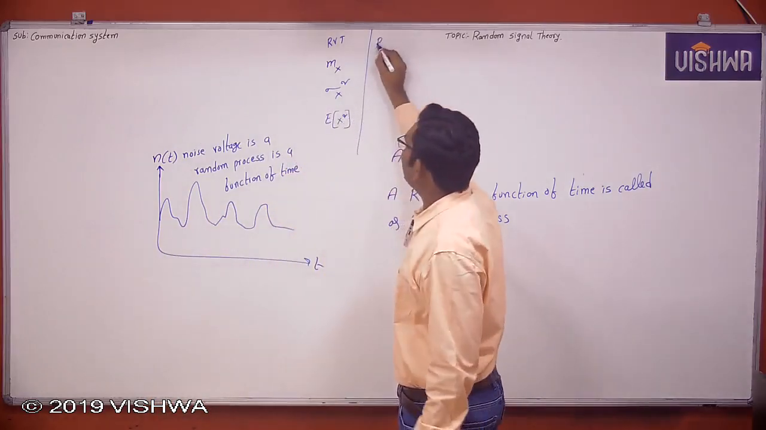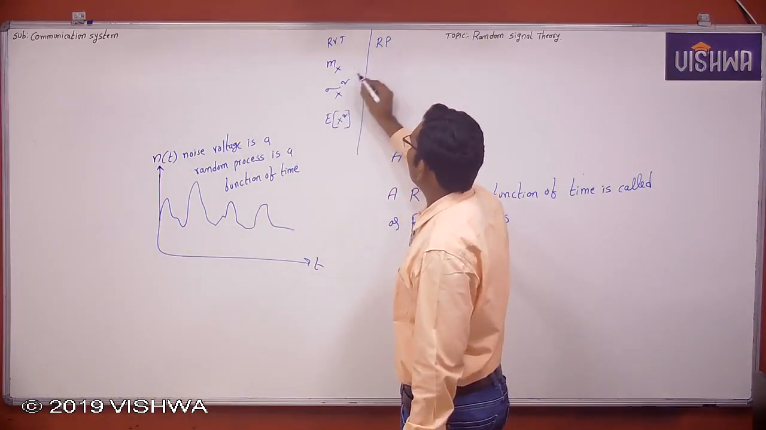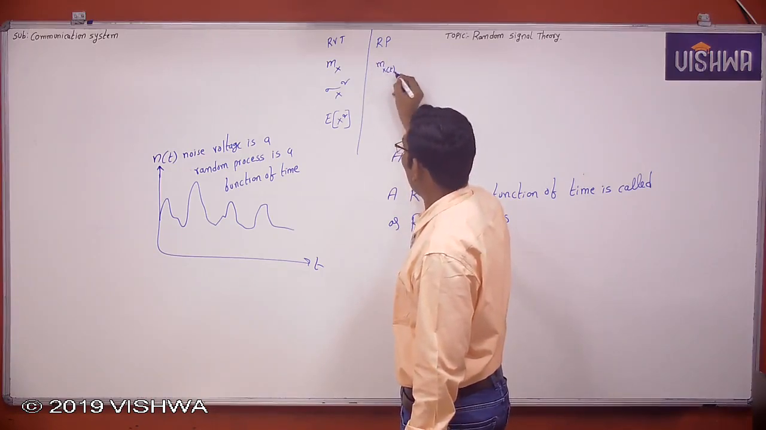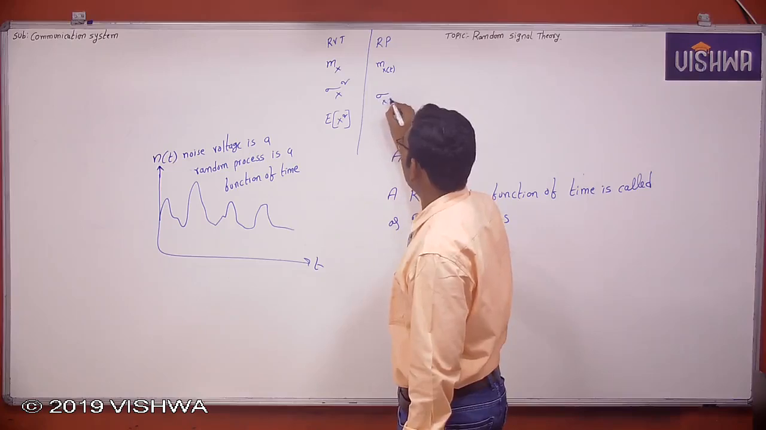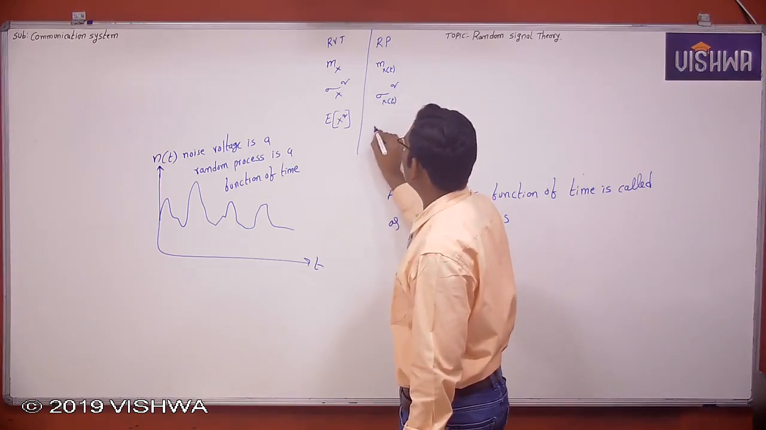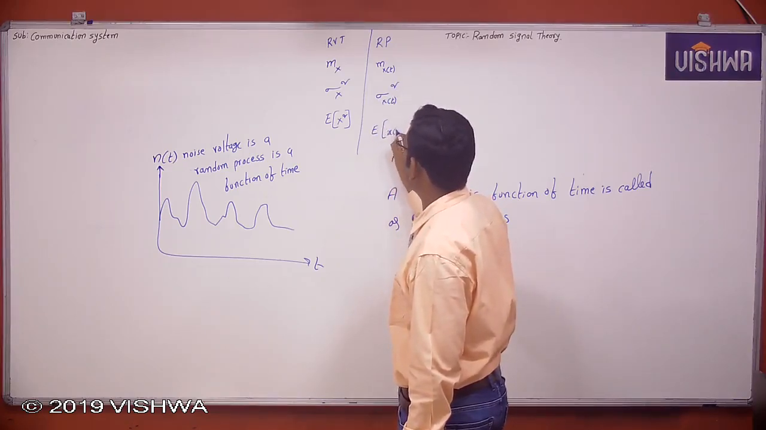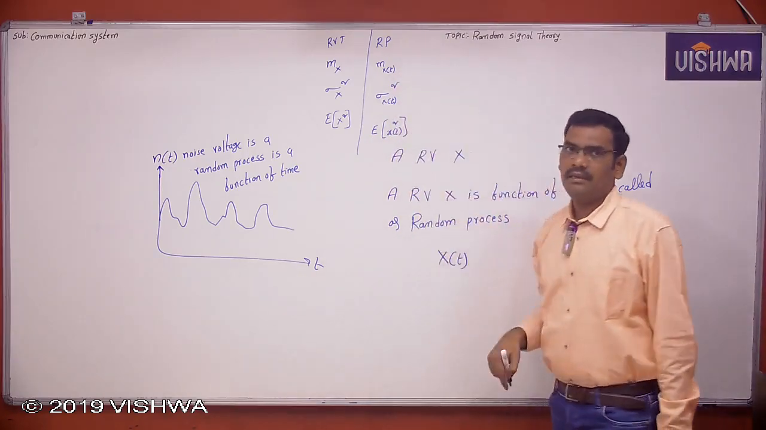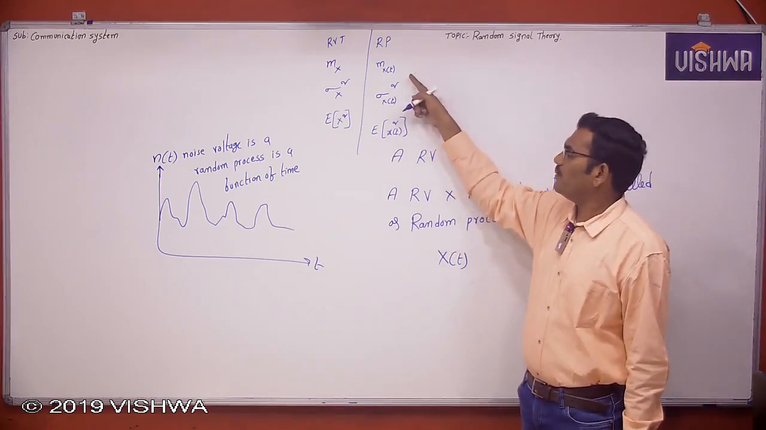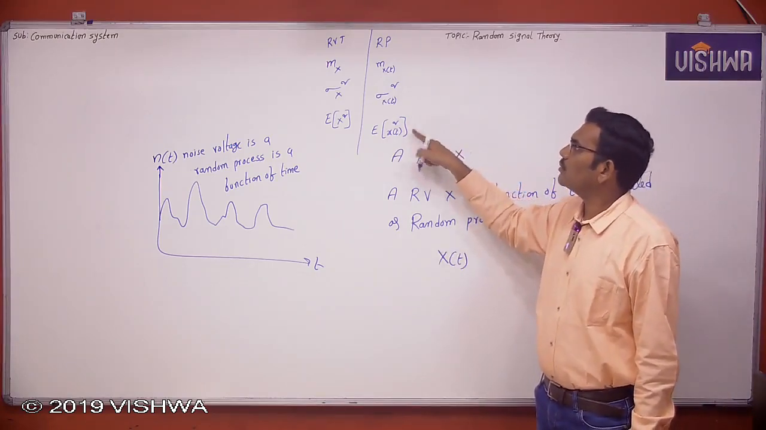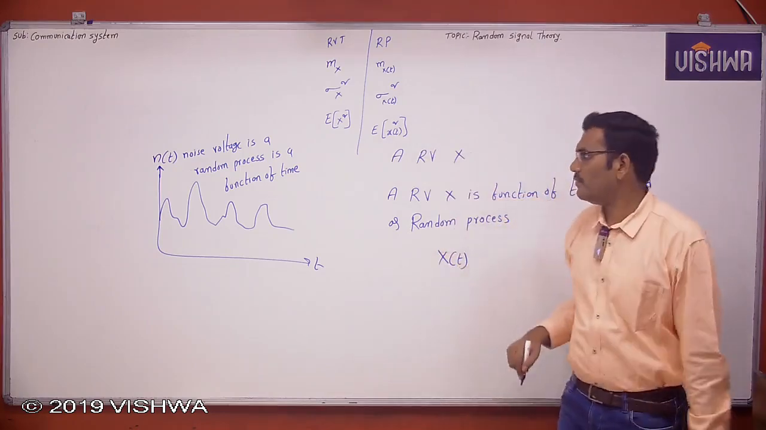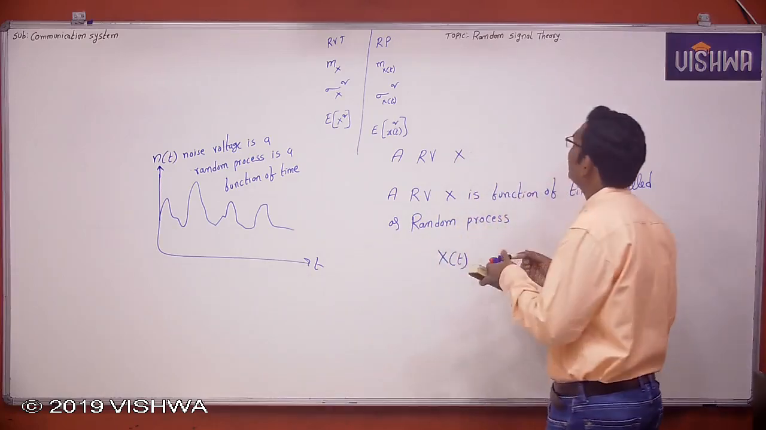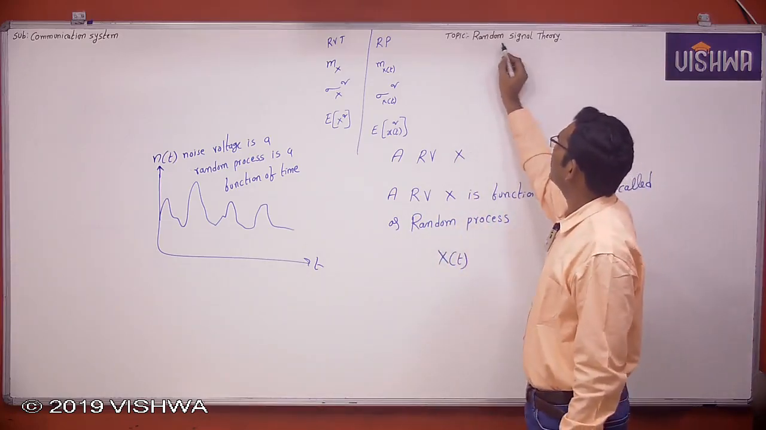Now what is the random process concept? The mean of a random process, the variance of a random process, the mean square of a random process. The same formulas and everything will be the same, but these are functions of time. A random variable which is a function of time is called a random process. That is the only difference.